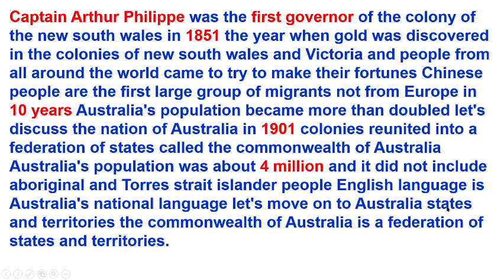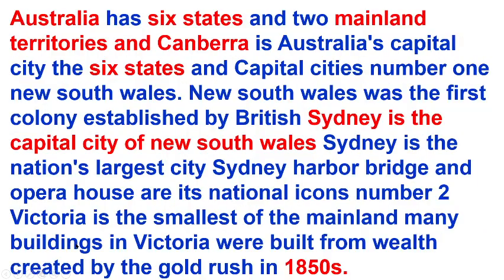Let's move on to Australia's states and territories. The Commonwealth of Australia is a federation of states and territories. Australia has 6 states and 2 mainland territories, and Canberra is Australia's capital city. The 6 states and capital cities.